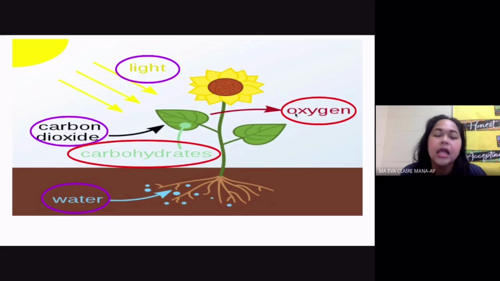Now, if someone would ask you, what are some factors that can affect photosynthesis? Of course, those factors can be light. There's carbon dioxide. There's also water. And another thing that can also affect photosynthesis would be temperature. So temperature is also affecting photosynthesis.